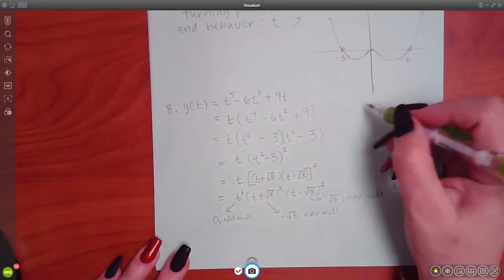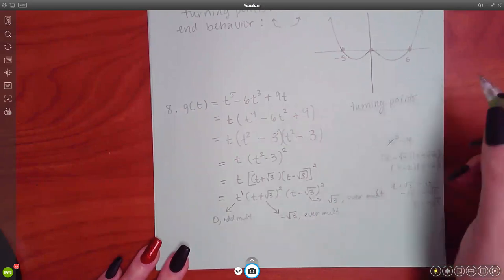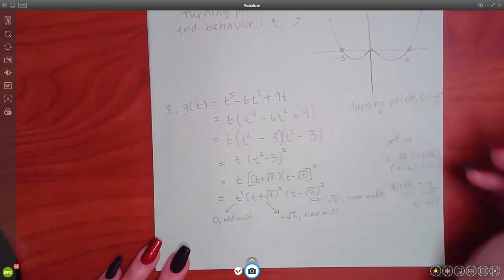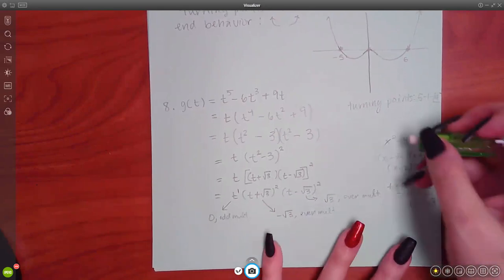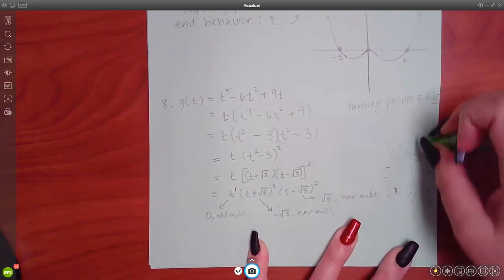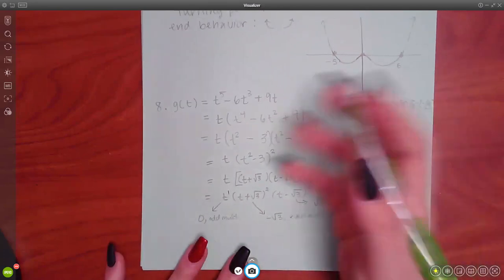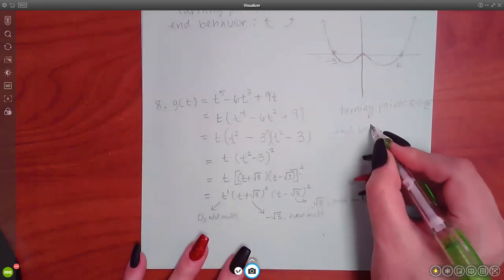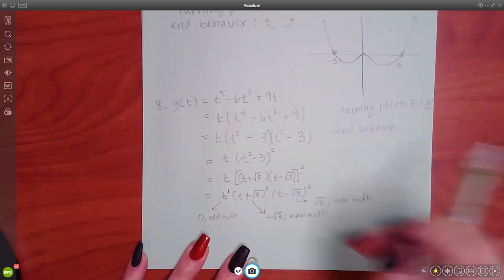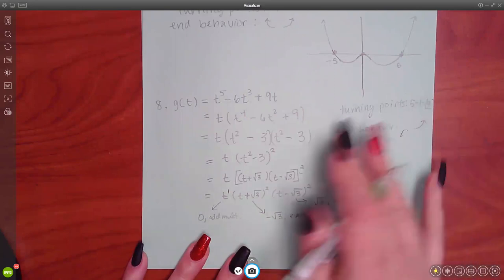Okay, what about those turning points? How many turning points is this thing going to have? It's the highest exponent, which is 5, minus 1, which is 4. I'm going to erase all this mess that I was scribbling over here on the side. Okay, what about that end behavior? What is that going to look like? Positive t to the fifth, right? So it'll do this. Got it?